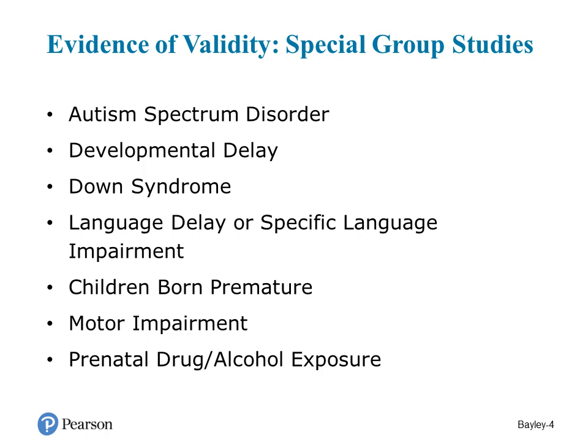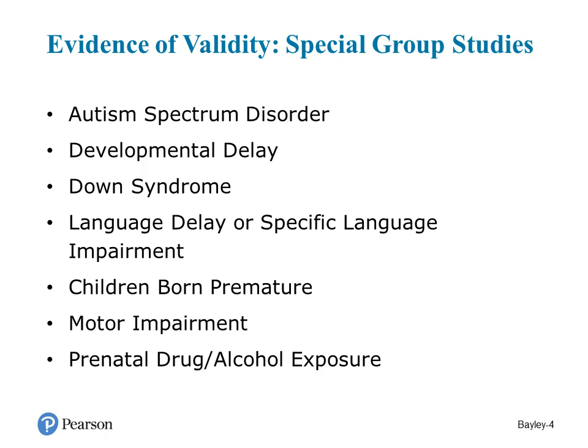So in the manual for the Bayley-4 screening test, you will find validity evidence based on the content of the test. You'll find evidence based on response processes. You'll find evidence based on the relationship between the Bayley-4 screening test and other variables. And you'll find evidence based on special group studies.